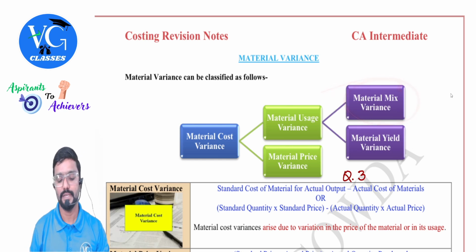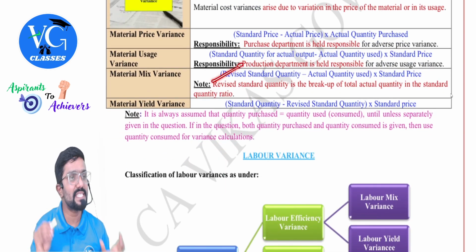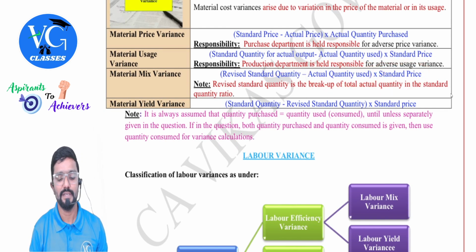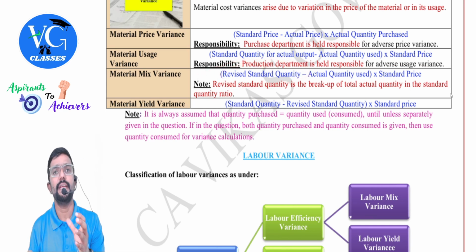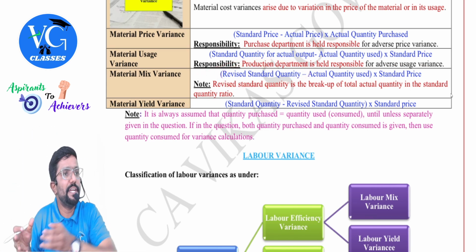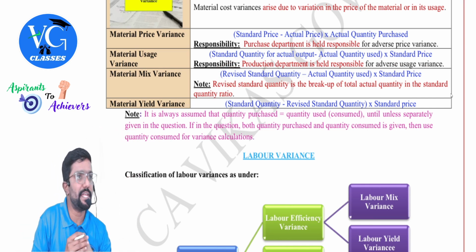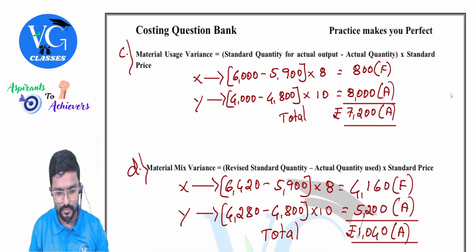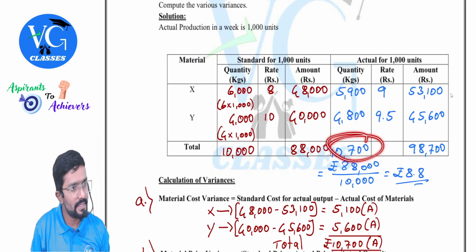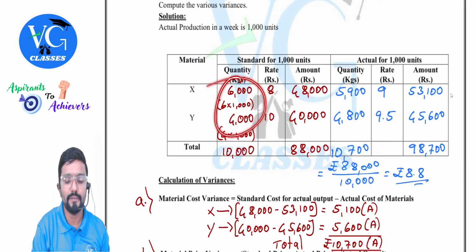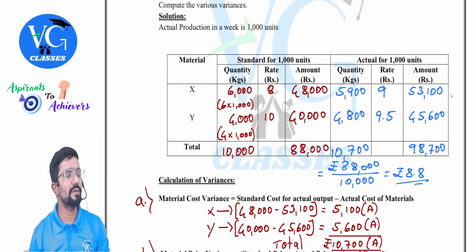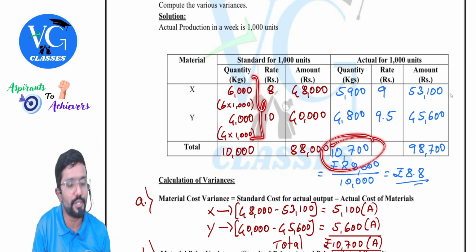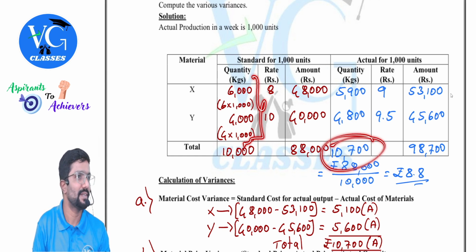Okay. Material mix variance. Sir, what is the formula for it? Revised standard quantity minus actual quantity used into standard price. Sir, what is this revised standard quantity? It is the total actual quantity which we need to break up in the standard quantity ratio. So in this question, we need to take this 10,700 and divide it in 4:6 ratio. We get revised standard quantity. Simple. If this quantity was used in this ratio, what is that mix?